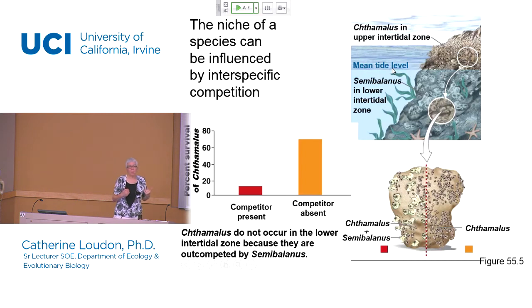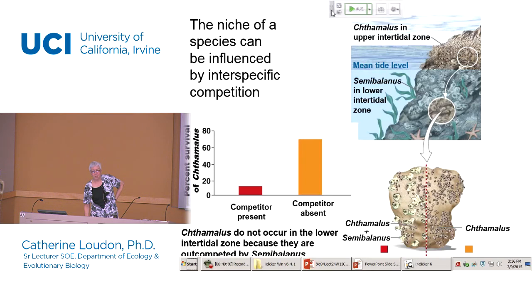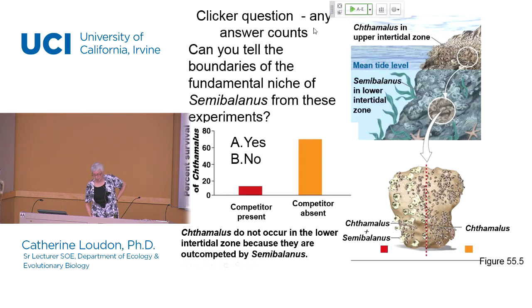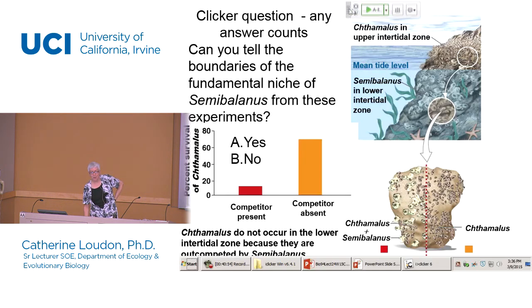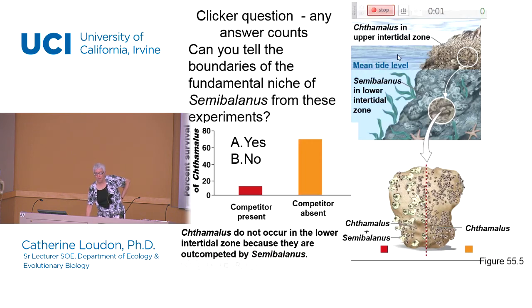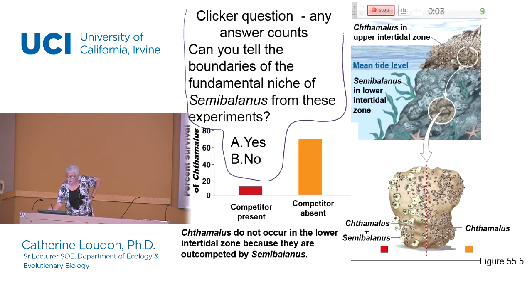But how about the other way around? This was just a one-way experiment where rocks were taken from the upper intertidal and brought down into the lower intertidal. I was mulling over this and thought, well, this would actually make a good clicker question. So here we go. I'll go ahead and activate this as a clicker question. I tried to squeeze the clicker question into this otherwise crowded slide. There we go. So here's the clicker question.